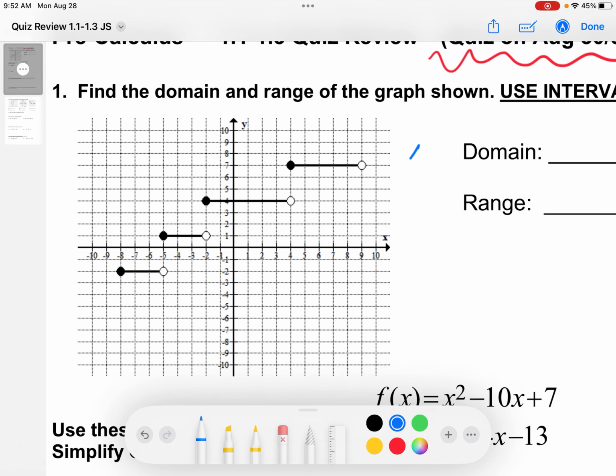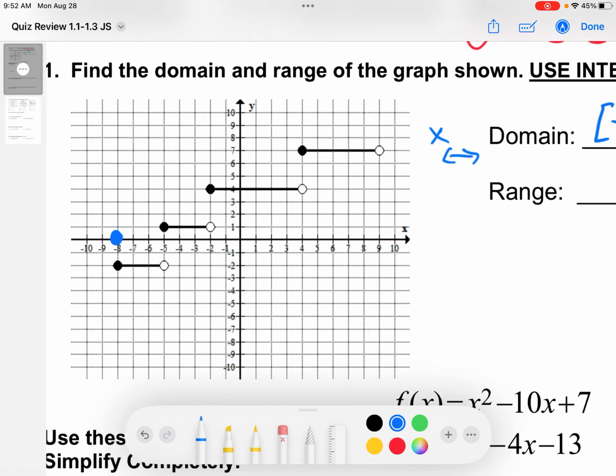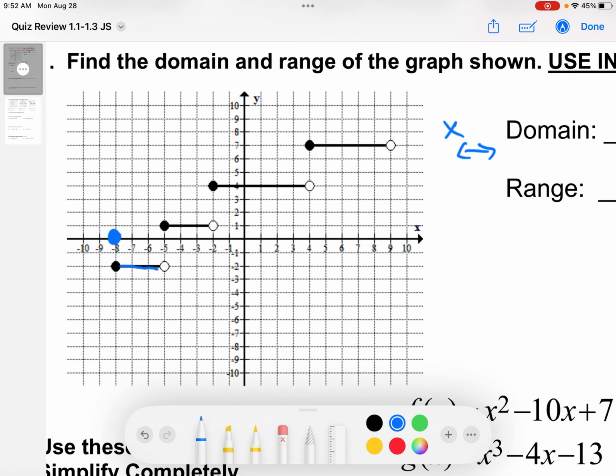Domain, remember, is the x values left to right. So if we look at the far left, we have a closed circle on -8. So that will be a bracket with a -8. And then that horizontal piece ends with an open circle at -5. The next piece starts with a closed circle on -5. So it does cover that value of -5. So there's no actual break in the domain at -5. Then that piece goes until an open circle at -2.